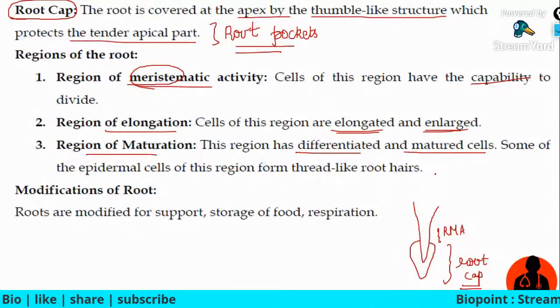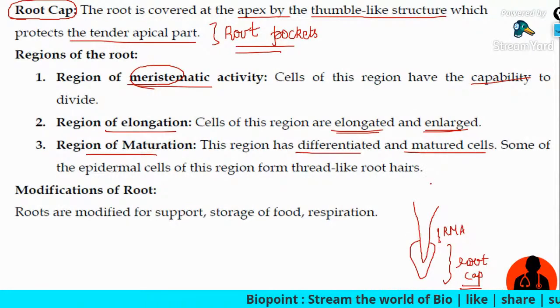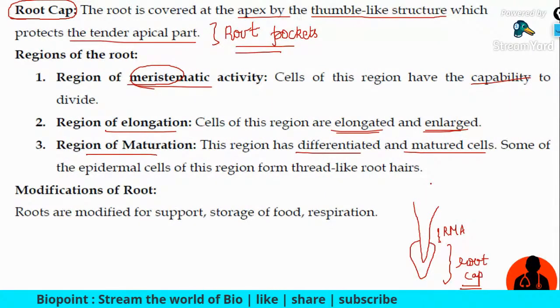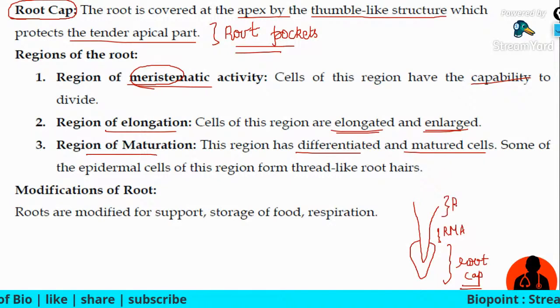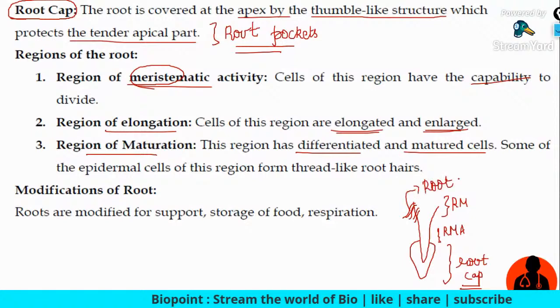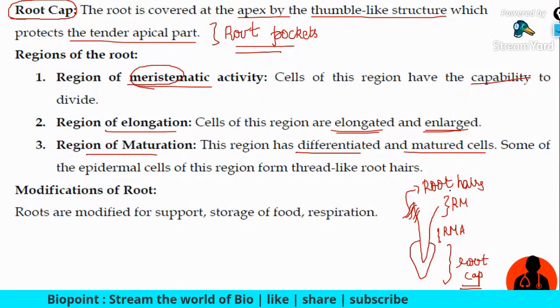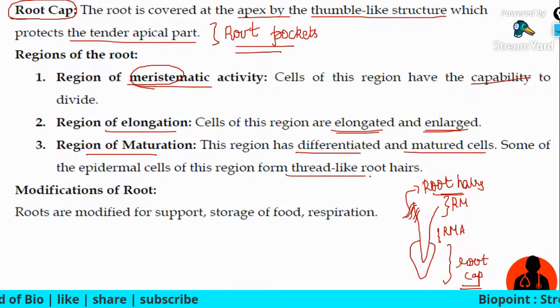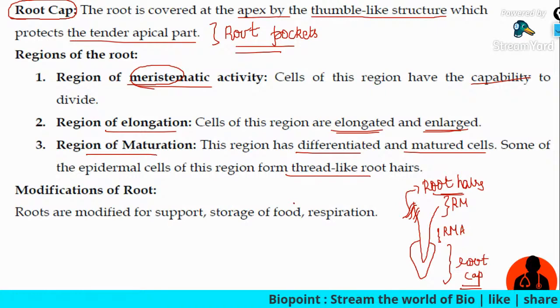I want each one of you in the class to have your NCERT so that you can look at the diagram over there, which gives you a clear idea about what I am telling. In the region of maturation, you would have certain structures coming out like this, which are referred to as root hairs. Clear? Clear, everybody? Thread-like root hairs, which help in the absorption of nutrients or water.